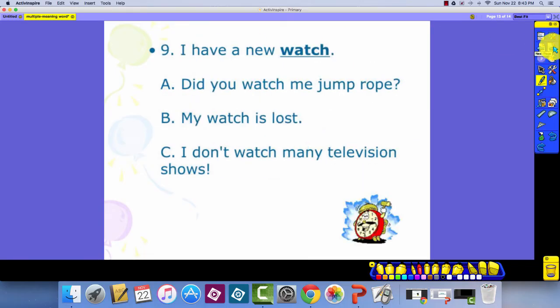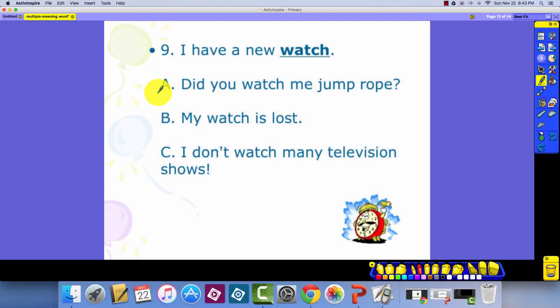Okay, let's try the last two on your own. So get your reading book out, okay? I will read the sentence, and I want you to choose A, B, or C in your reading notebook and see if you get them correct, okay? So I'm going to read the sentence, and you're going to try to pick the sentence that uses that multiple meaning word in the same way. Okay, so let's look at question 9. I have a new watch.